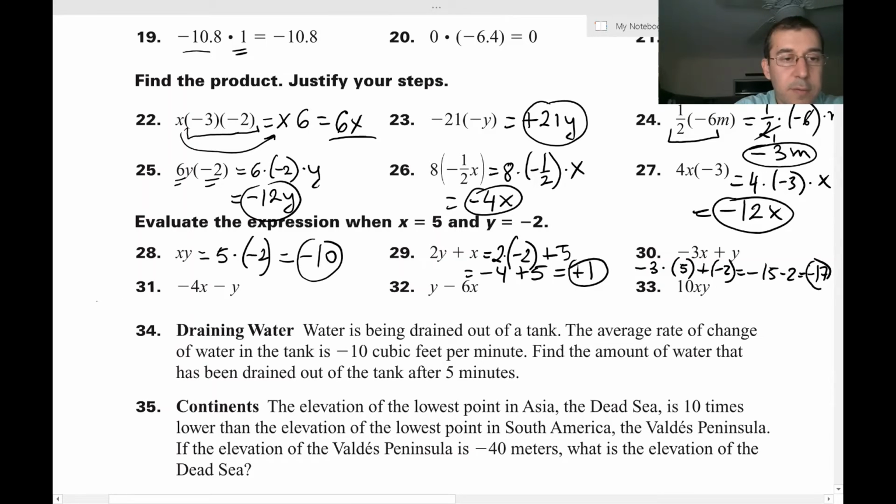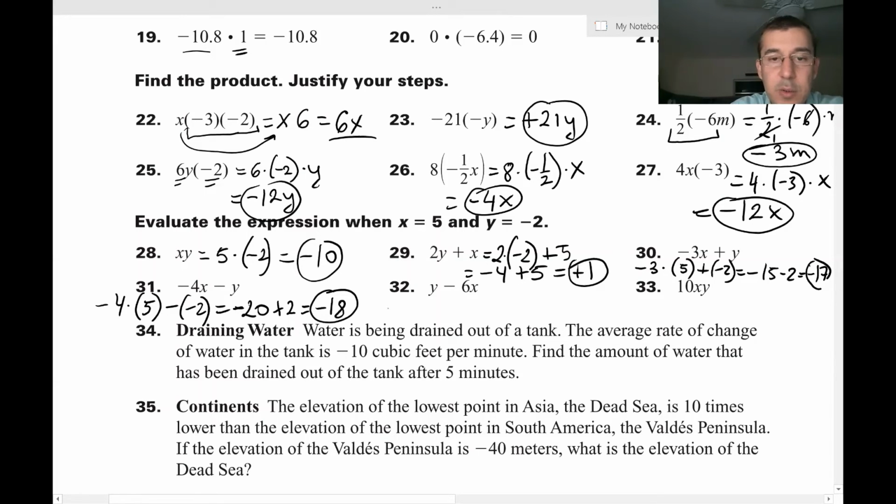31, we have minus 4 times x, x is 5, minus y, y is minus 2. Minus 4 times plus 5 is minus 20. And then minus minus 2 is plus 2. So this is minus 18, because 20 is greater than 2. We take the sign of the larger number, minus, and then 20 minus 2 is 18, minus 18.